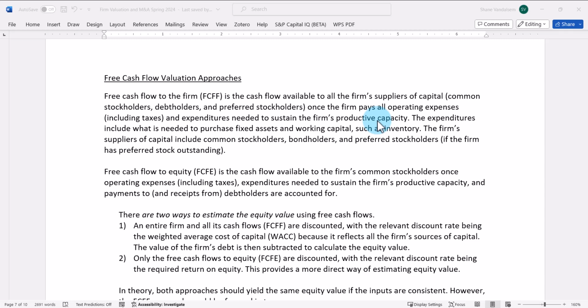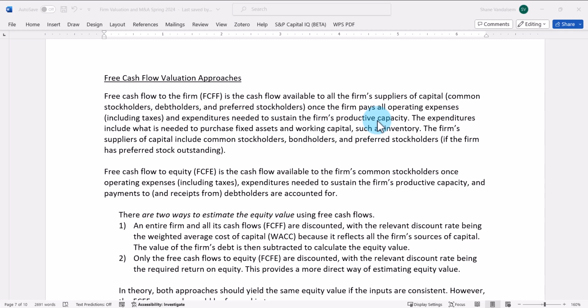The free cash flow to the equity, FCFE, is the cash flow available to the firm's common stockholders once operating expenses, including taxes, expenditures needed to sustain the firm's productive capacity, and payments to and receipts from debt holders are accounted for. And we're going to see later on, when we look at Coca Cola, that the firm can take on debt, and the proceeds of it are considered to be available to be paid out to the stockholders of the firm.